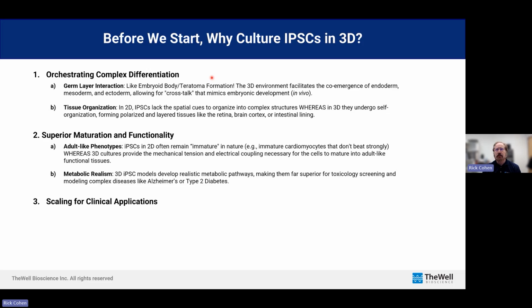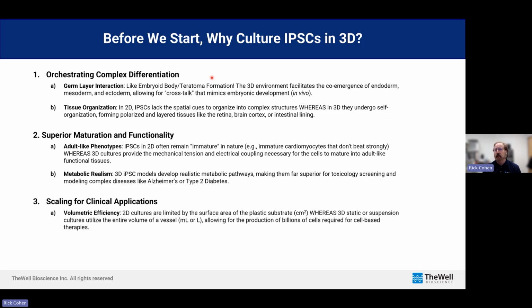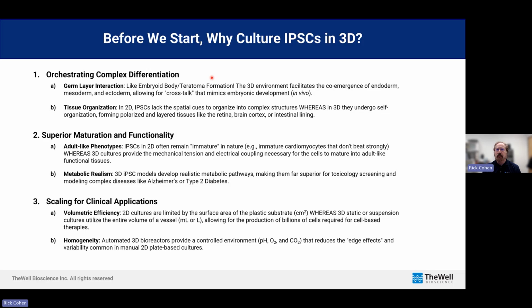Three, scaling for clinical applications, the volumetric efficiency. 2D cultures are very limited by the surface area of the plastic substrate, whereas 3D static or suspension cultures utilize the entire volume of a vessel. So this allows for the production of billions of cells required for cell-based therapies. And lastly, homogeneity. Automated 3D bioreactors provide a controlled environment that regulates pH, O2, and CO2, which reduces the edge effects, a common variability seen in manual 2D plate-based cultures.